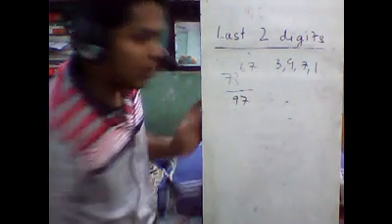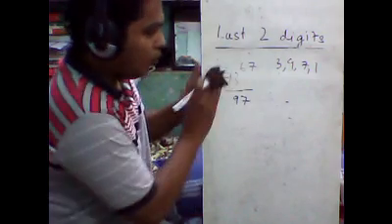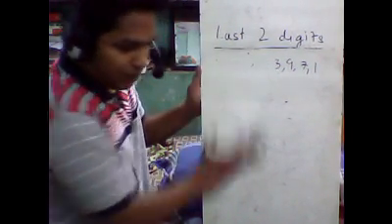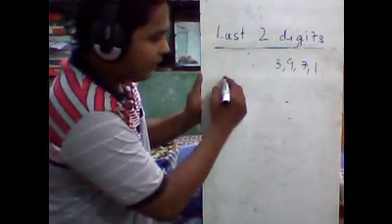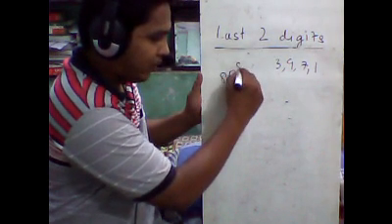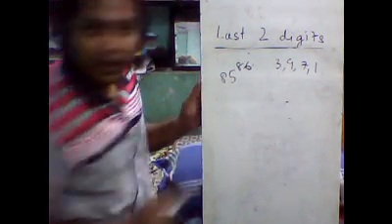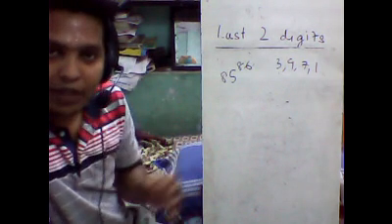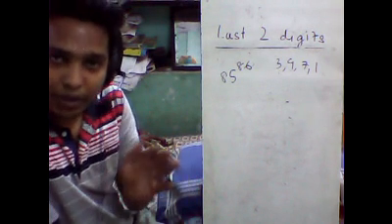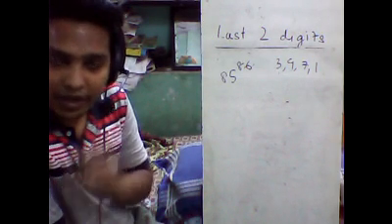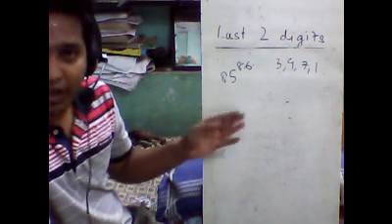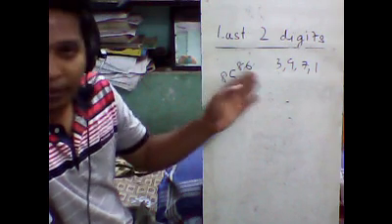97 is the last two digits of 73 to the power of 67. Now let us look at the third problem. The third problem is finding the last two digits of 85 to the power of 86. The problem is given as: find the remainder when 85 to the power of 86 is divided by 100. This is the same as finding the last two digits of 85 to the power of 86.